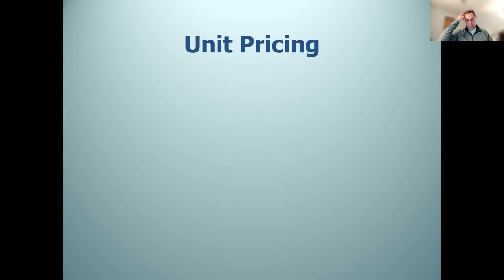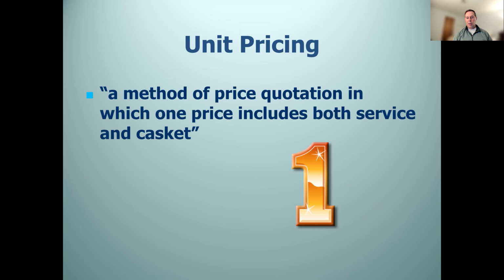So unit pricing. Now we're kind of going back in time. Unit pricing is something that was used early on, and it's a method in which the price would include both the service and the casket. So the only thing that's really changing is the casket itself. In the 1960s, this was very popular. Then, of course, by the 80s, we were required to itemize.